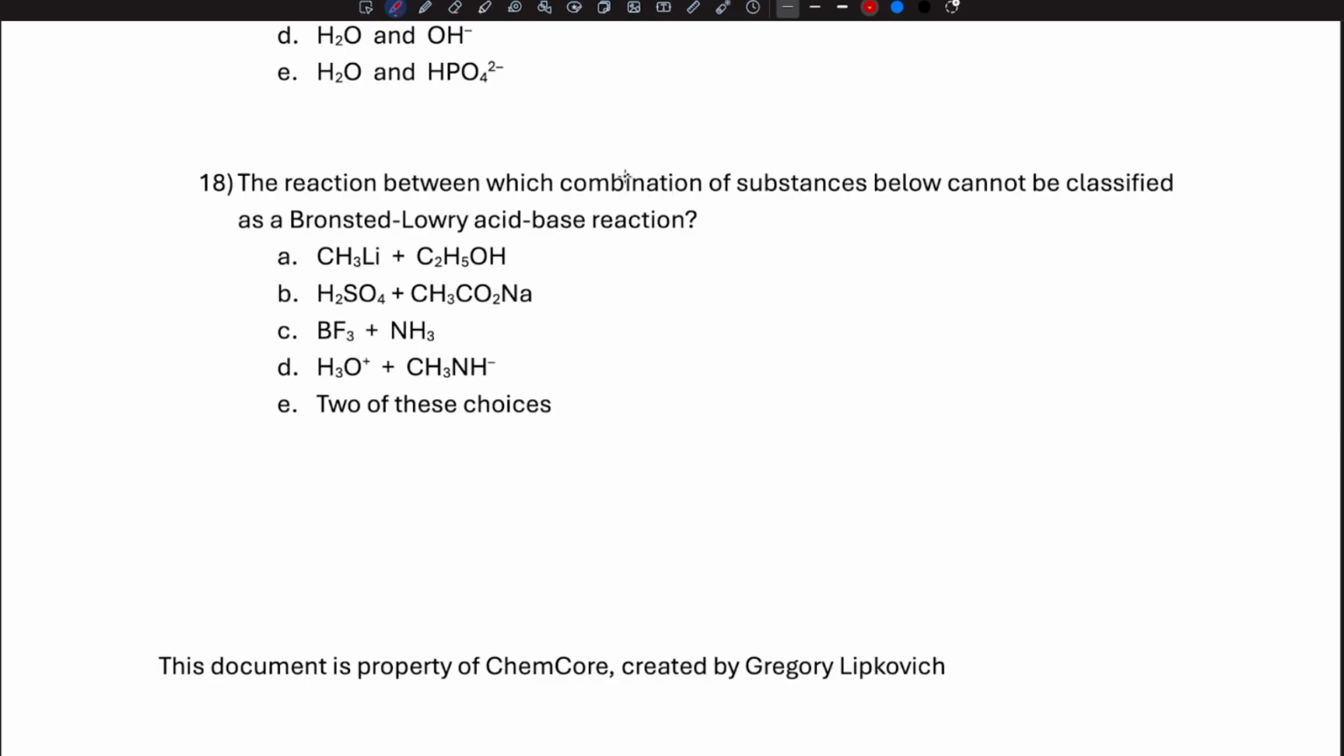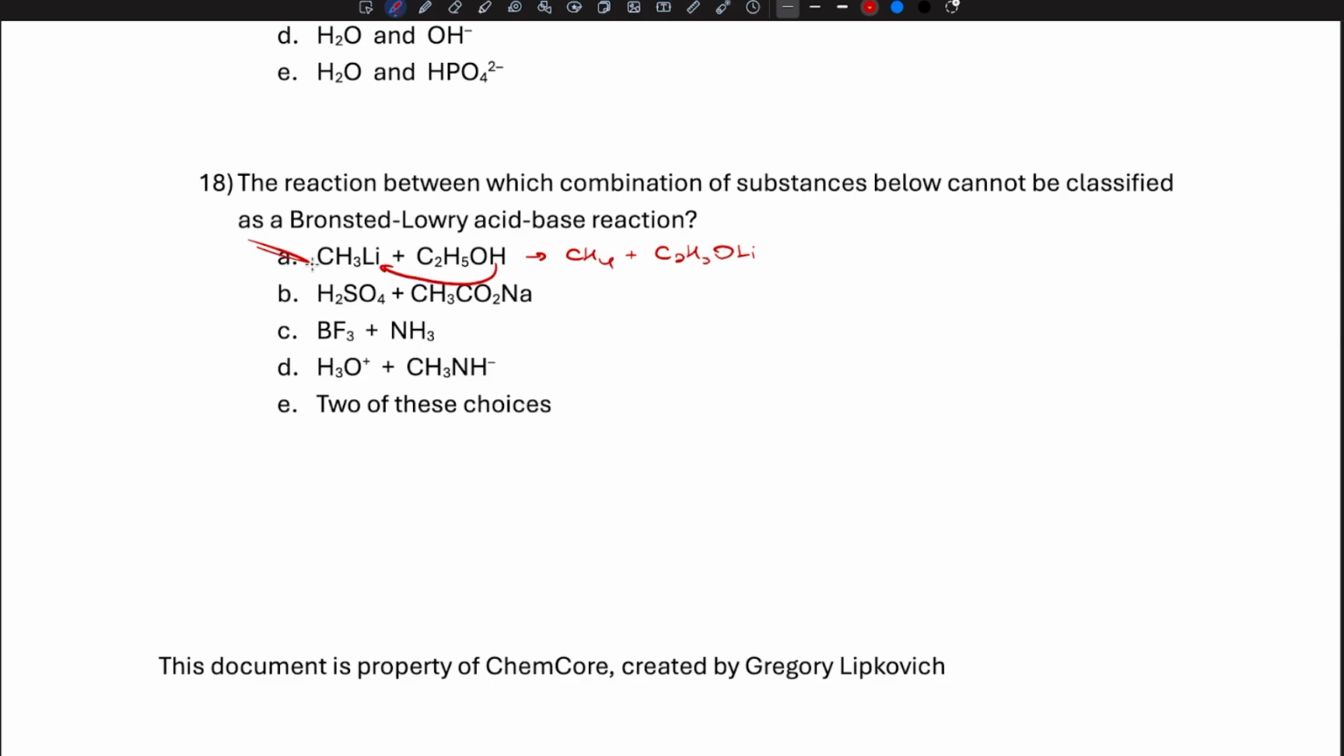The reaction between which combination of substances below cannot be classified as a Bronsted-Lowry acid-base reaction? Well, we're just trying to see which pair of substances, if they were to react, can either donate or accept protons. Both of them must take one of those jobs. And so in A, this guy can donate the proton, and we can have CH4. Remember, this is a spectator ion. And this becomes C2H5O lithium, right? This definitely could act as a Bronsted-Lowry acid-base reaction. I just created an acid-base reaction.